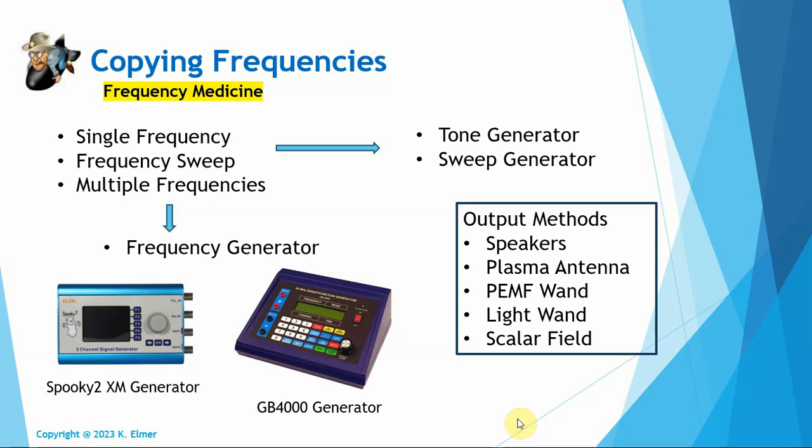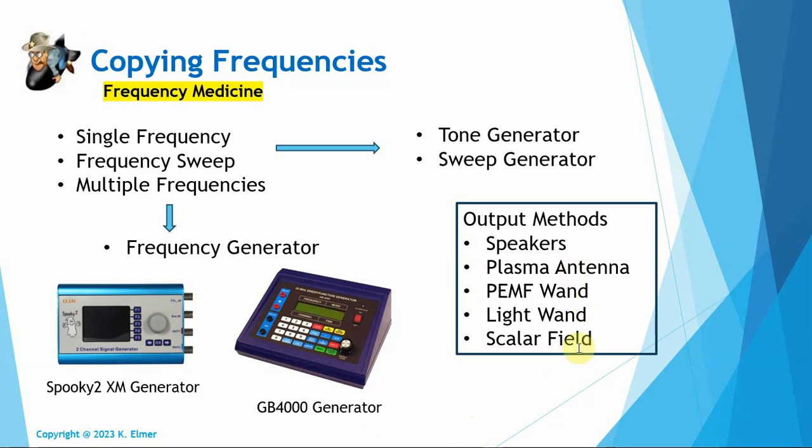Now, the speakers are the easiest way to do it, but there are other ways to do frequency medicine. I just want to point that out. In other words, you could use speakers. You can use plasma antennas, which come with these two guys. If you buy Rife equipment, you can output the sound, the frequency, through plasma antennas. You could output the frequency through a PEMF wand. You could output the frequencies through light wands, and also through a scalar field. So if you have a scalar field generator, you can also do it that way.